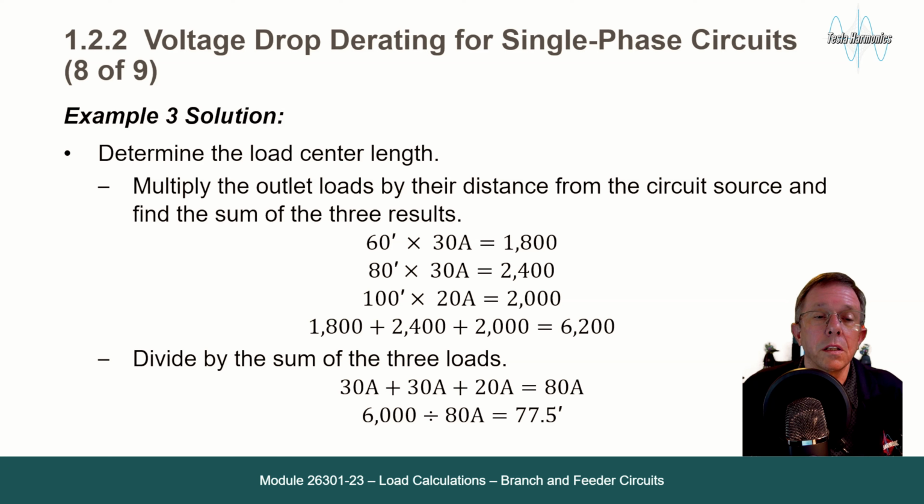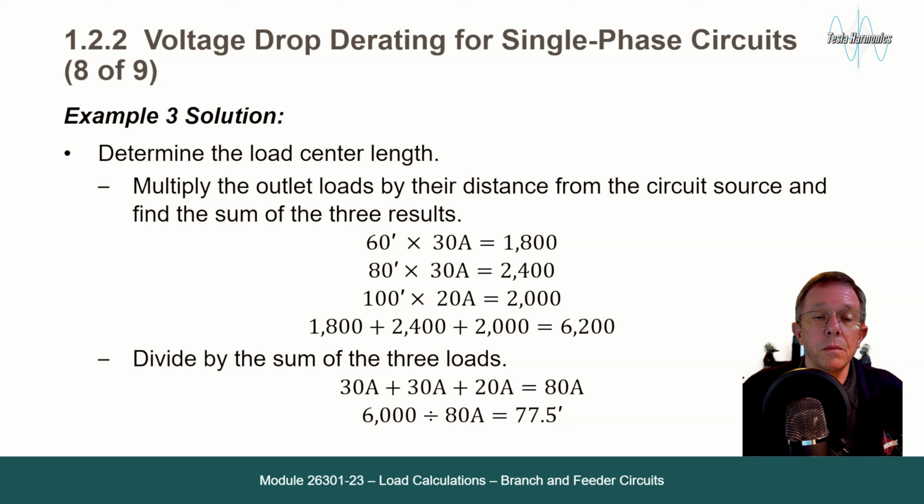Determine the load center length: multiply the outlets by their distance from the circuit source, and find the sum of the 3 results. We have 60 foot at 30 amps is 1800, 80 foot at 30 amps is 2400, and 100 foot at 20 amps is 2000. Add those together and we get 6200.